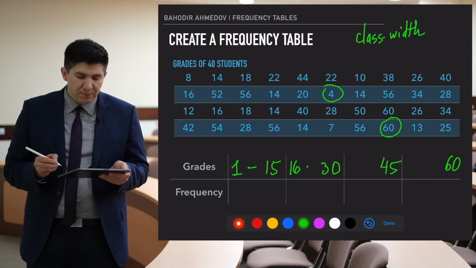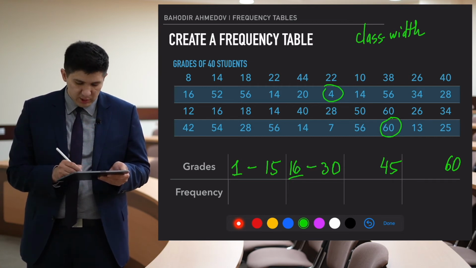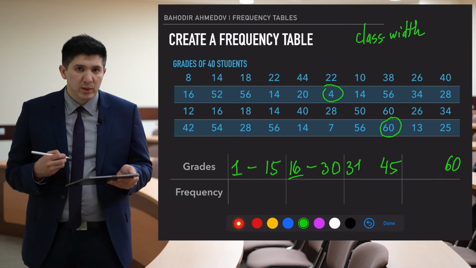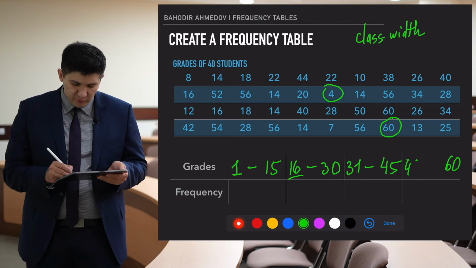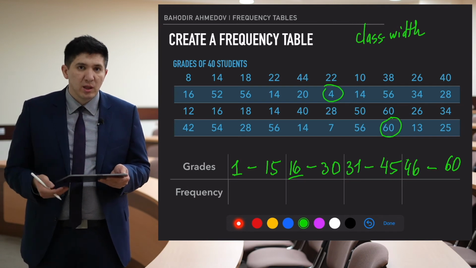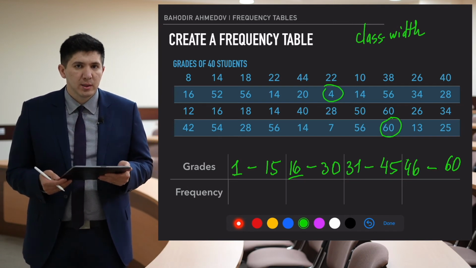So 16 plus 15 is going to be equal to 31. It is going to be the lower class limit of the next class. 31 plus 15 is going to be equal to 46. It is going to be the lower class limit of the last class.